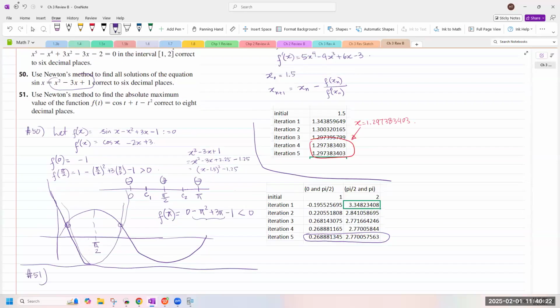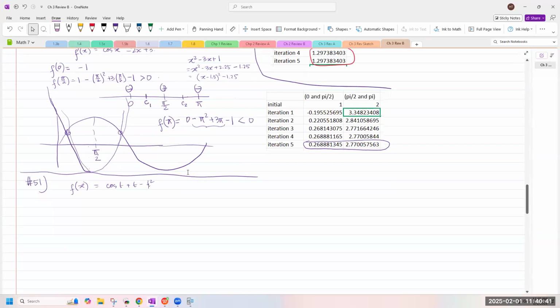Okay, f(x) is set equal to 0. So here you have that function. They tell you the function is cosine t plus t minus t squared, and you want the absolute maximum correct to 8 decimal places. So this is an absolute maximum if the first derivative is equal to 0 and the second derivative.